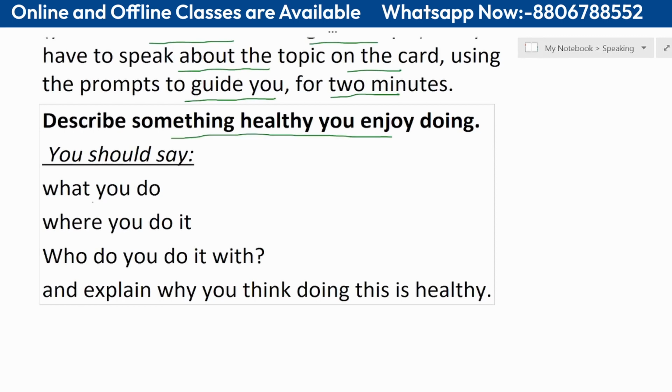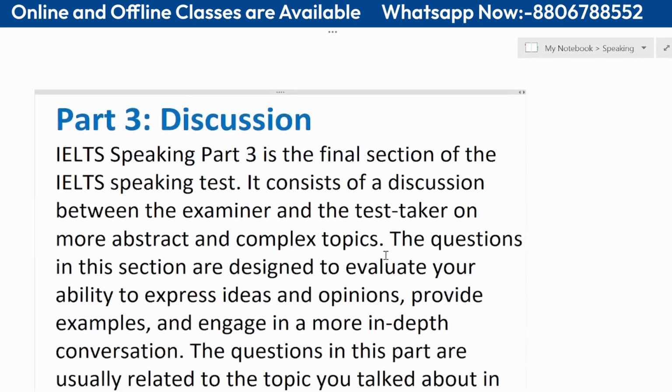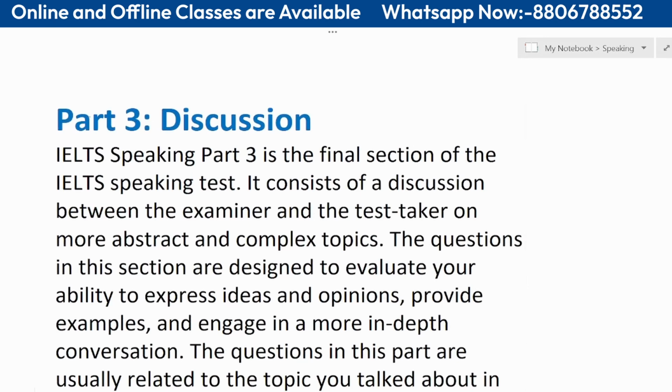You should say: what do you do? Where do you do it? Who do you do it with? And explain why you think doing this is healthy. So this is one of the examples of a cue card topic. Now let us move on to part 3, which is discussion.